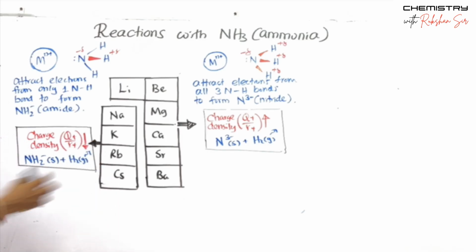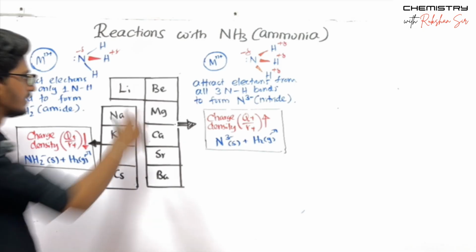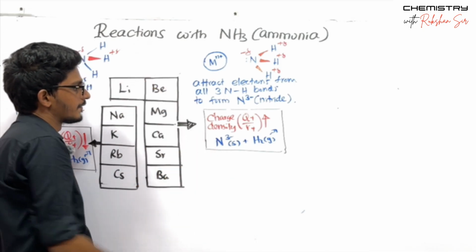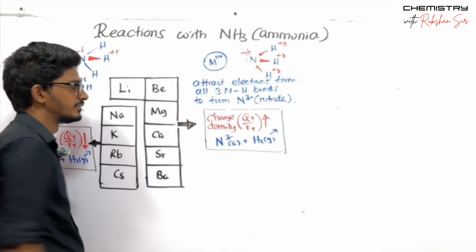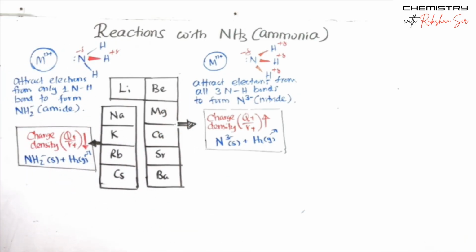So these guys will form the amides, NH2 minus salts, with H2 gas when reacting with ammonia, and these guys will form the nitrides with the release of H2 gas when reacting with ammonia, right? The things are clear, right? Quickly, just complete this stuff.